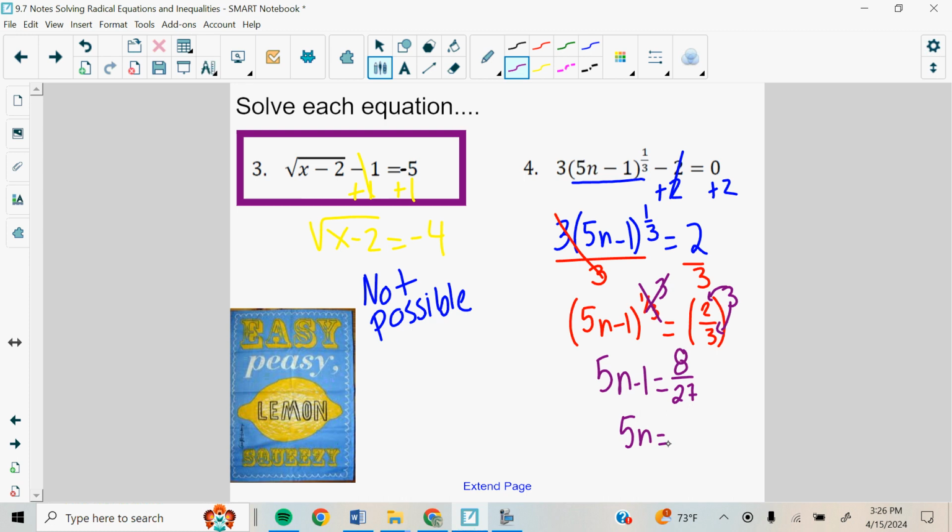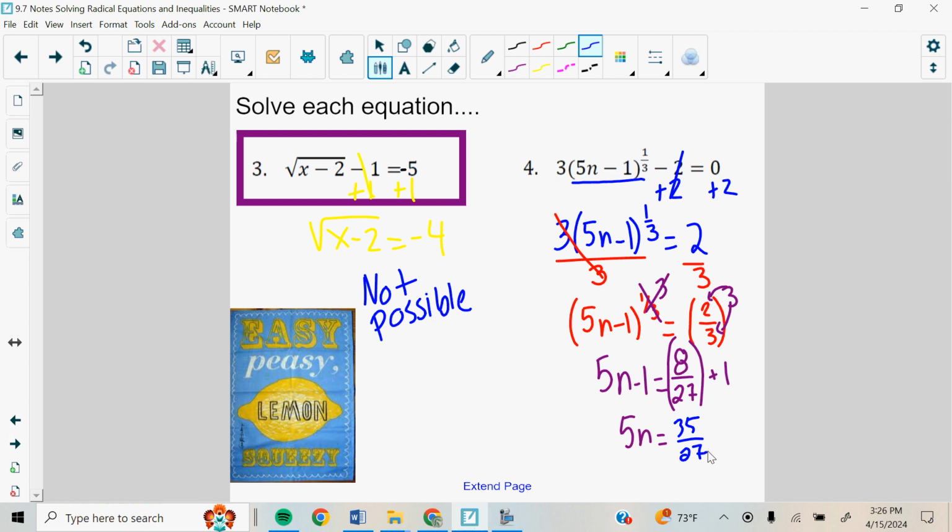So you can just go ahead and grab your calculator. Just put 8/27 in parentheses when you do this. And you're going to add 1 to that. And we get 35/27. All right, so we have 5n equals that.